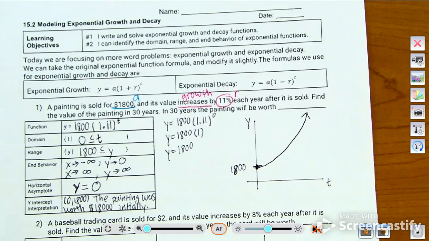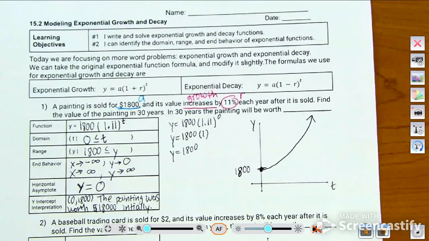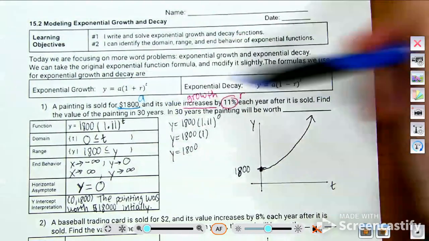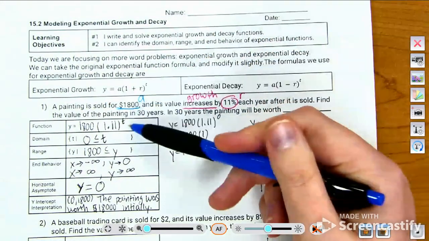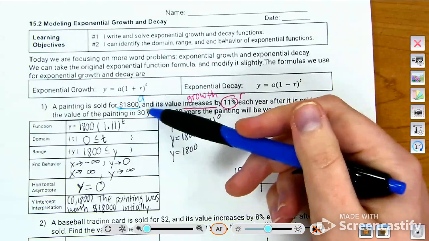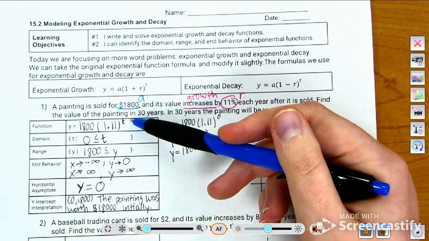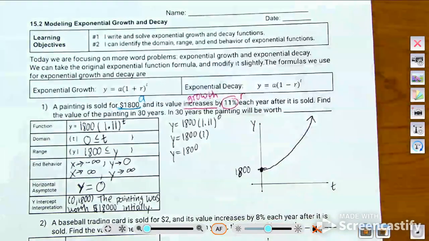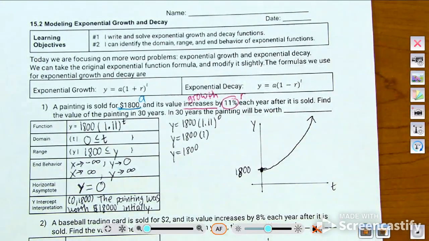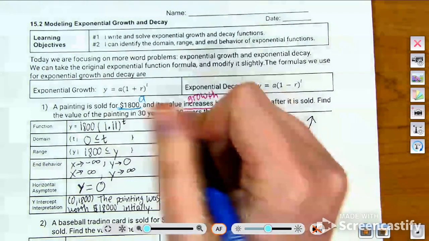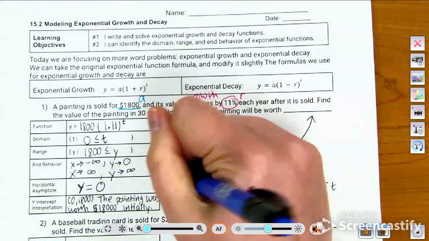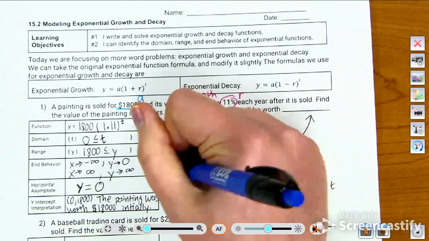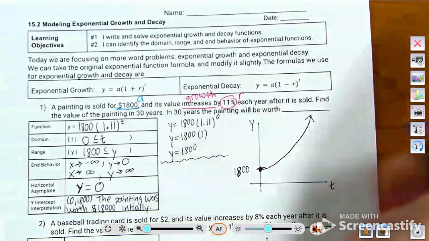Now there's one last piece for us to identify for this problem. We were asked to figure out the value of the painting in 30 years. So we can go ahead and take our function, substitute in 30 for t to represent the number of years, and then see what we get out. This is where you definitely want to use a calculator to help you. If you don't have your own calculator, you can use one of mine, or you can always look up calculators online. So I'm just going to put this here as a little separation.